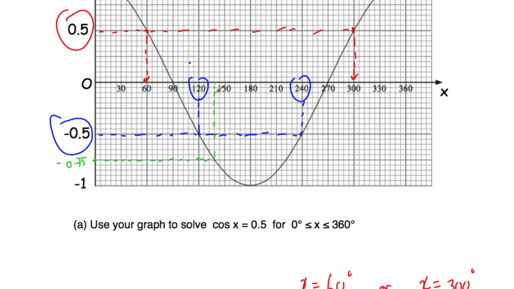So let's find out what value that would be, or what angle that would be. There's 30 going between 120 and 150, and there's 1, 2, 3, 4, 5 little boxes. If we do 30 divided by 5, that's equal to 6. So if we go up in sixes, we've got 126, 132, 138. So that's 138 degrees. So our answer would be approximately 138 degrees.